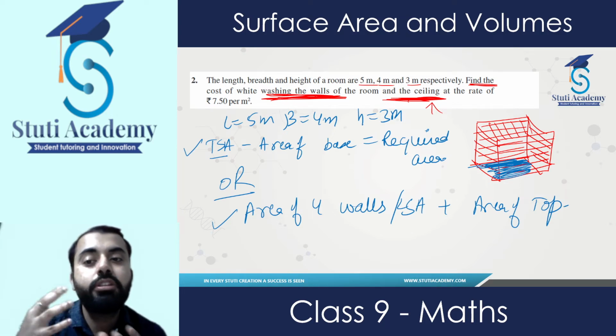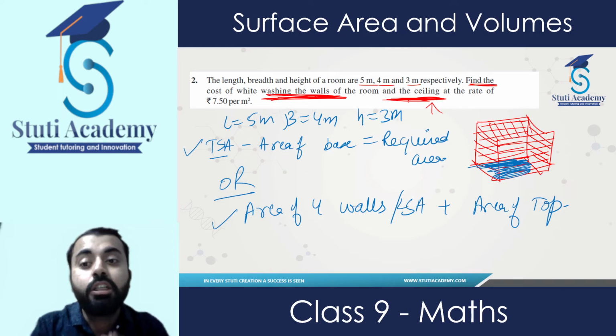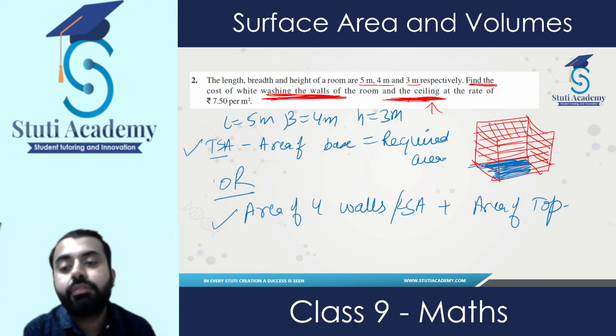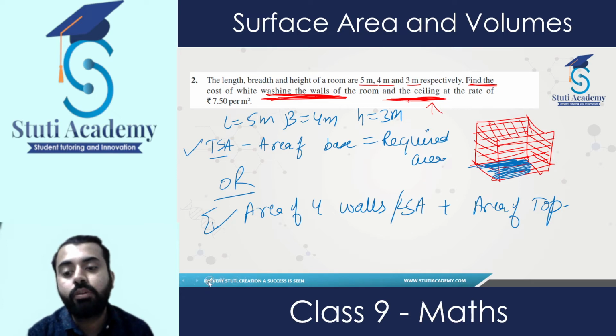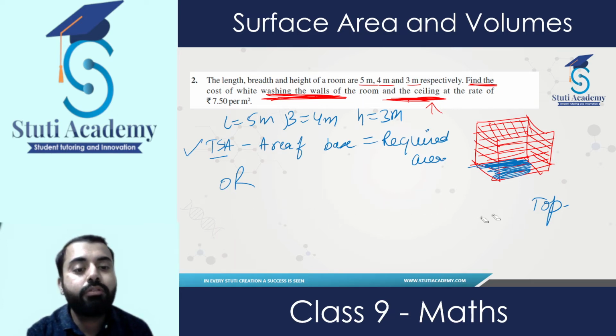The area of four walls is fixed. I will be painting four of them, but I won't be painting the base. Either I can subtract the area of base from my total surface area, or I can just add the area of top to my lateral surface. Any method that you want, you can apply. I prefer this one, I don't have to do much calculation. I will be adding the area of top to my lateral surface.